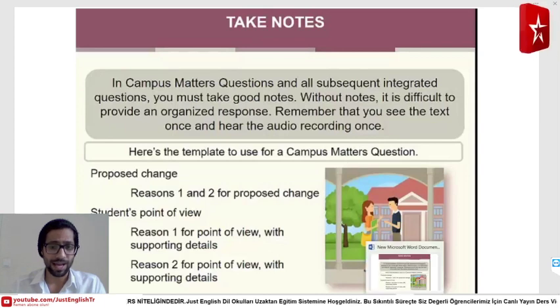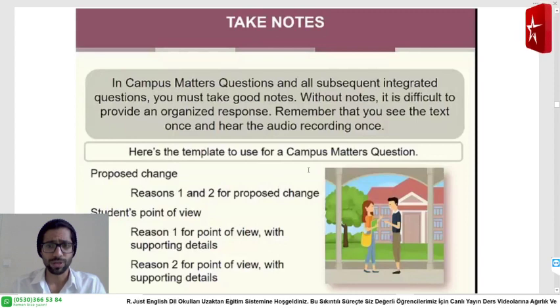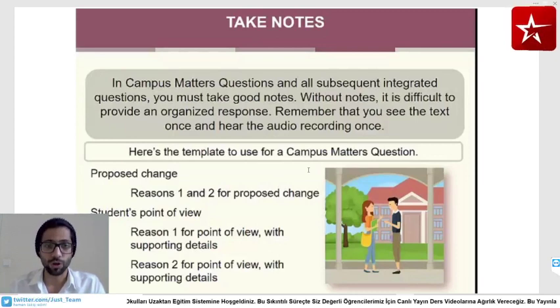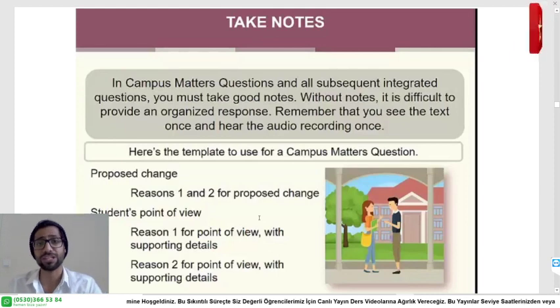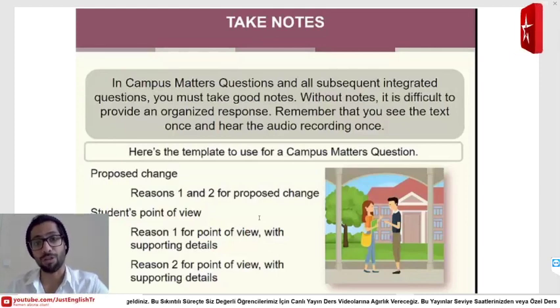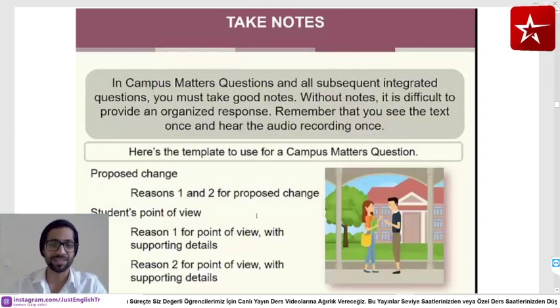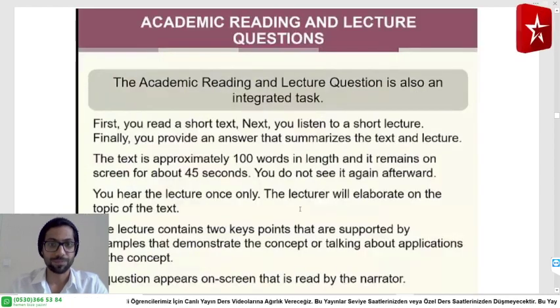Here you will have a conversation between 2 individuals. You will listen to the audio 1 time. Remember, the audio listening is 1 time. Maybe there will be a change. They will talk about something, then they change to talking about another thing. You need to stay focused, and you need to get the main idea and also the supporting details. Okay, moving on.